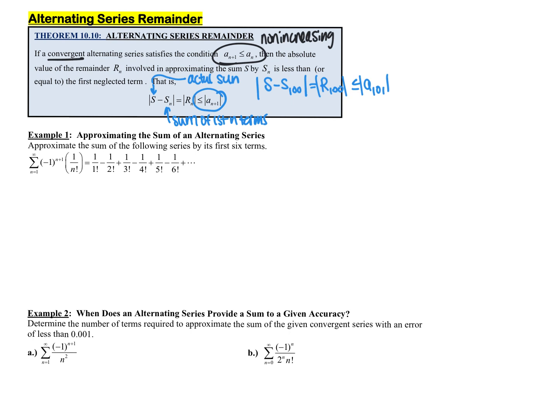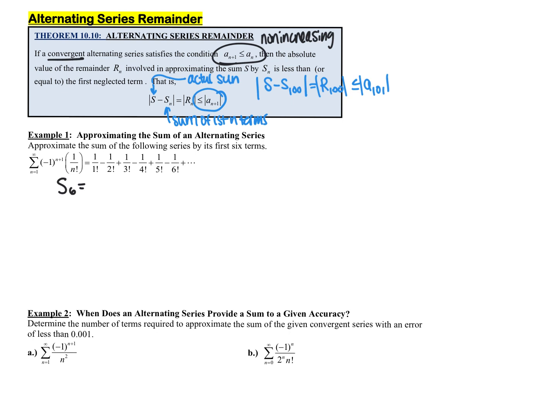So let's look at an example of this. Okay, so this says approximate the sum of the following series by the first 6 terms. So we're going to add up the first 6 terms. That will be S sub 6. So we have them here already listed out for us.